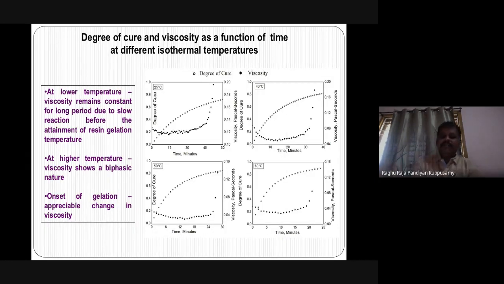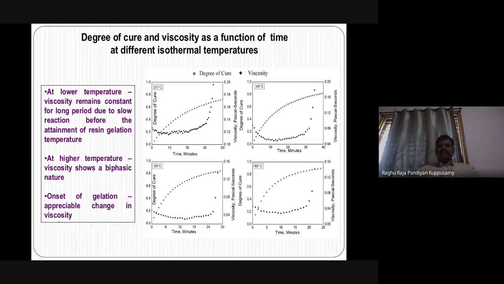So you can see from the diagram, you can have 4 different temperatures: 25 degree, 40 degree, 60 degree, and 50 degree, with time, viscosity, as well as degree of cure. So you can see from all these graphs how the viscosity is varying as well as the degree of cure is varying with respect to time. At lower temperature, viscosity remains constant for a longer period due to slow reaction before the attainment of gelation temperature. At higher temperature, viscosity shows a biphasic nature.